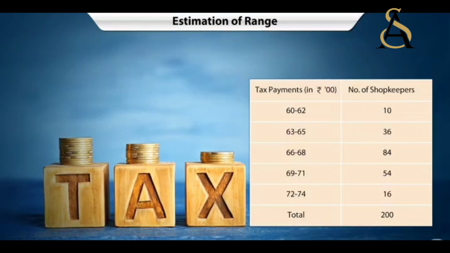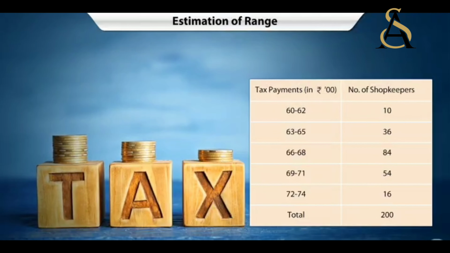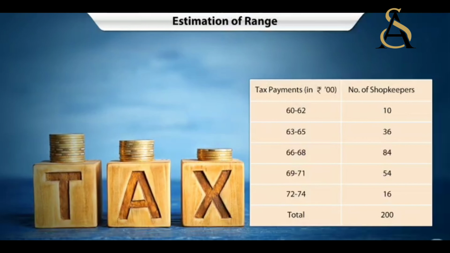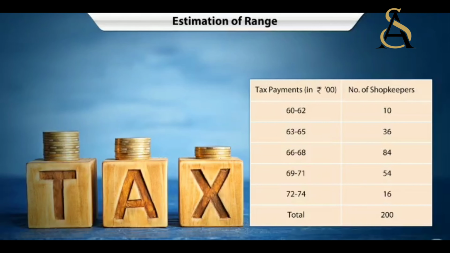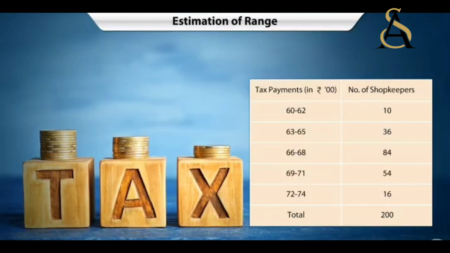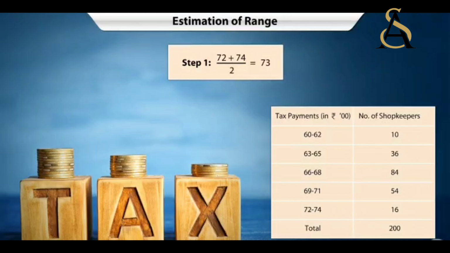Let us go through an example. The frequency distribution of tax payments by owners of shops in a market is given on screen. Find the range of tax payments. Let us find the range using method 1. Step 1. Take the midpoint, called class mark, of the highest class, that is 72 plus 74 divided by 2 is equal to 73.